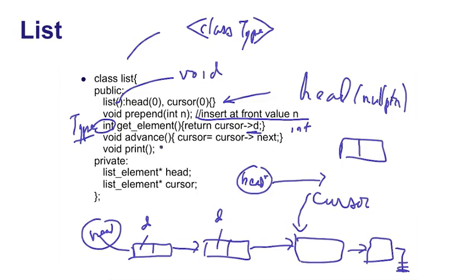Here's advance. Advance is very simple. It's your basic list operation. If I'm sitting at the cursor, this is next. I look at next, assign the cursor's next value to the current cursor. So that means cursor moves over to here.